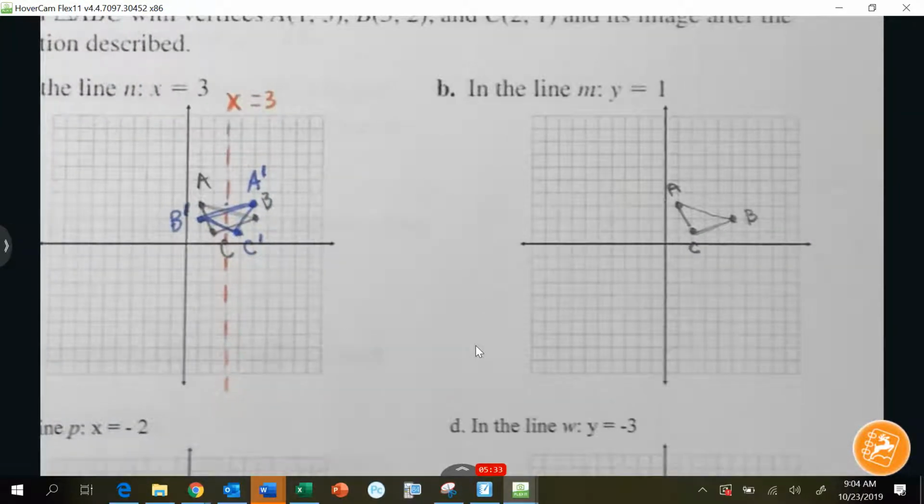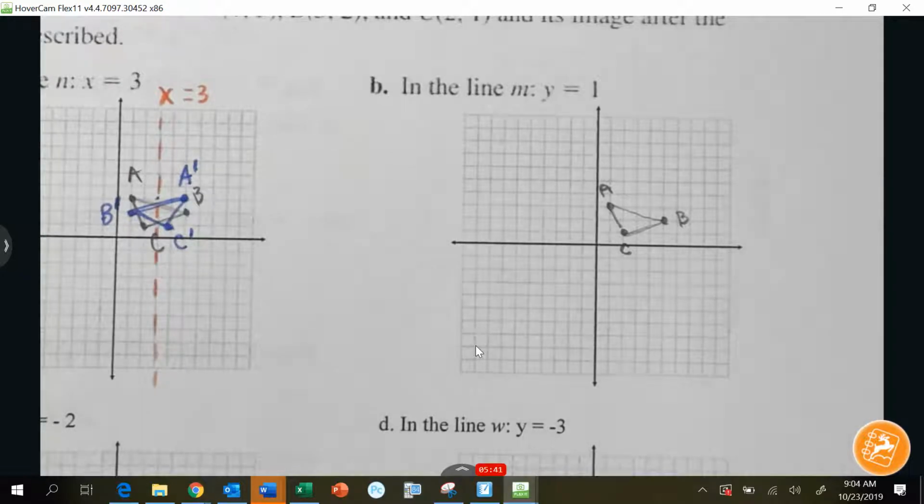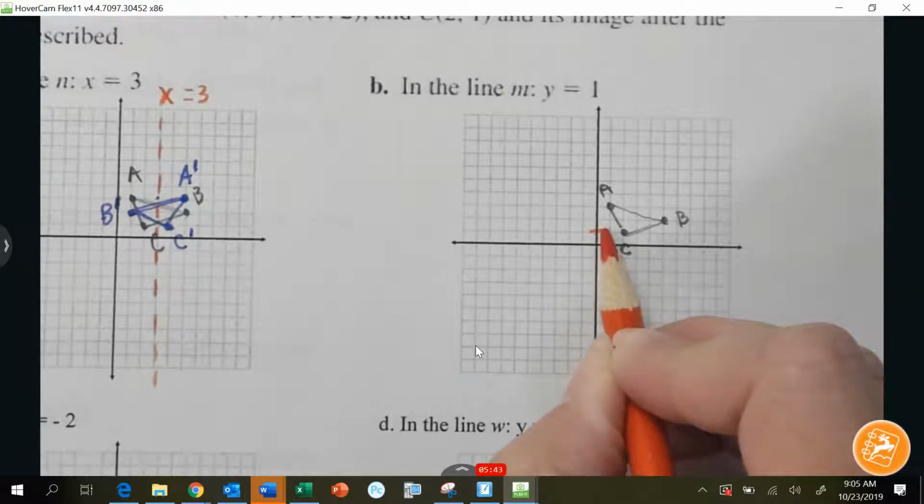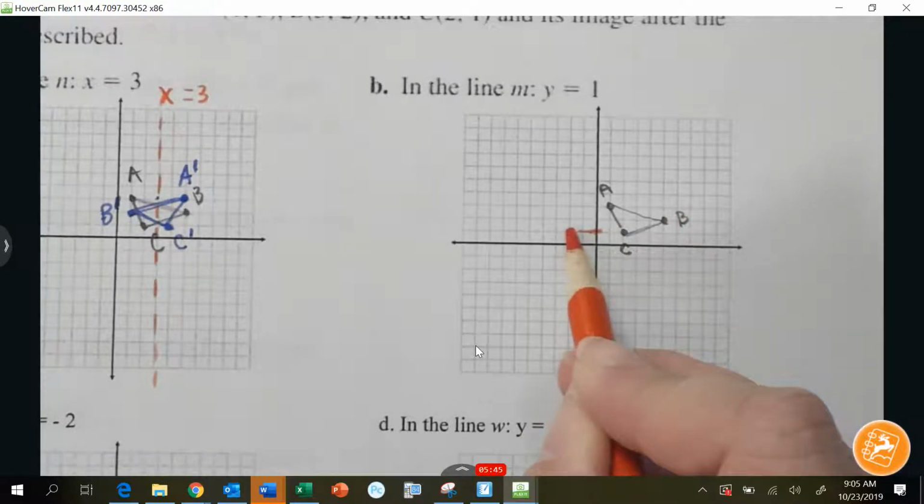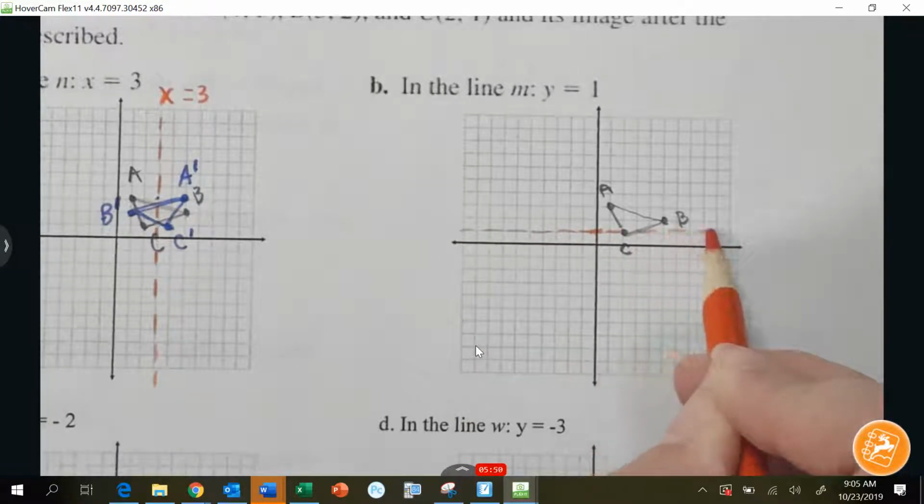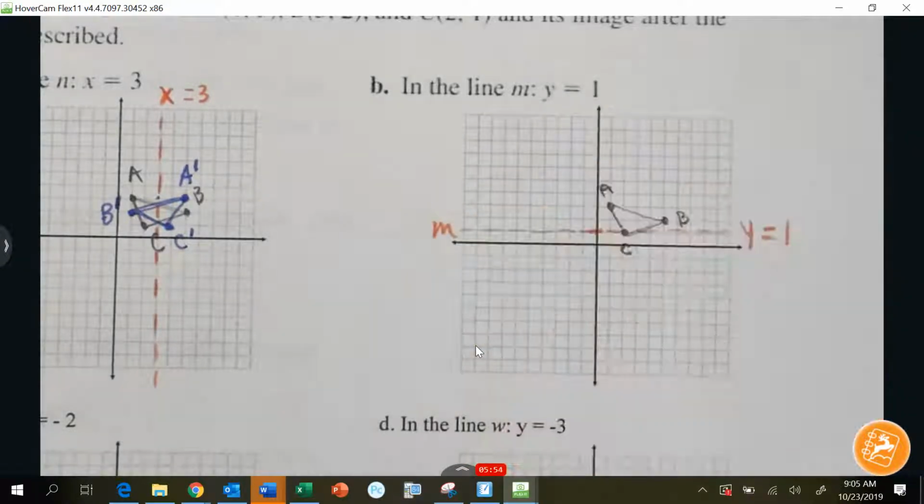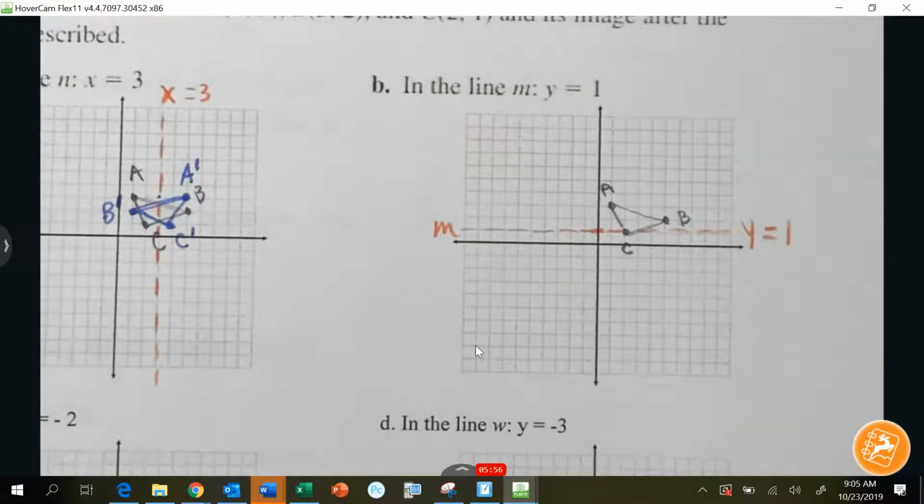Okay, question B says, in the line M, so line M is going to be at y equals 1. So I go and I find where y is 1. This is where y is 1. It's going to be a horizontal line. That's my line M. Y equals 1.